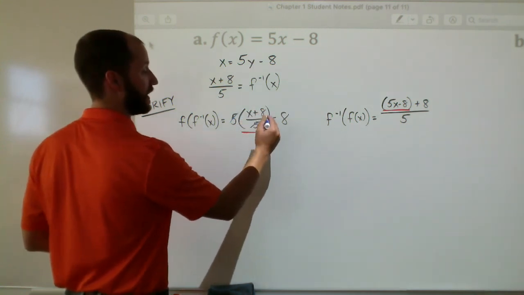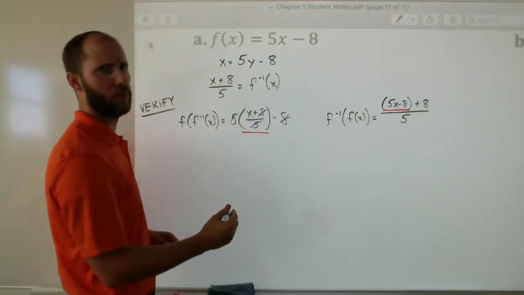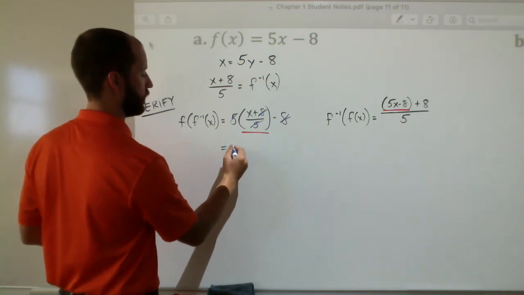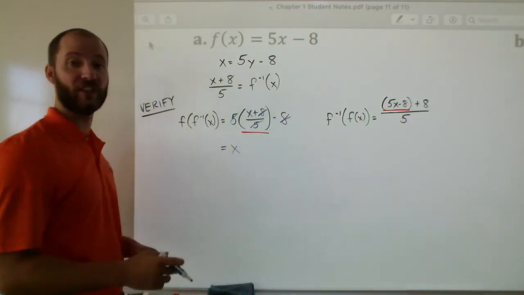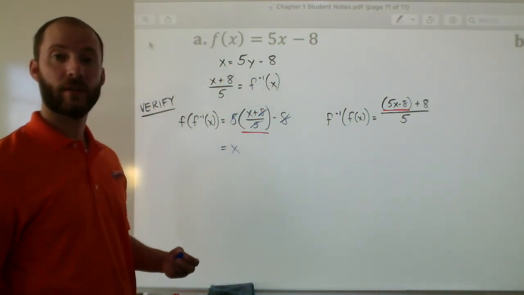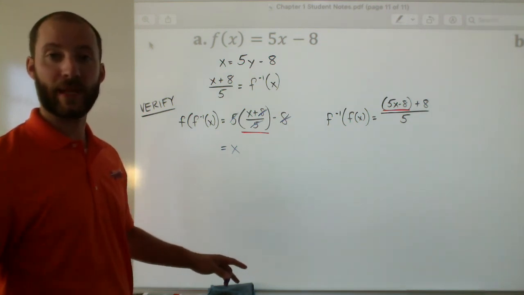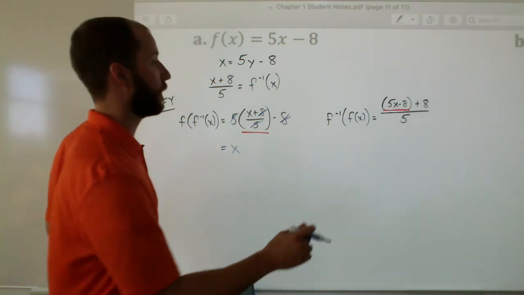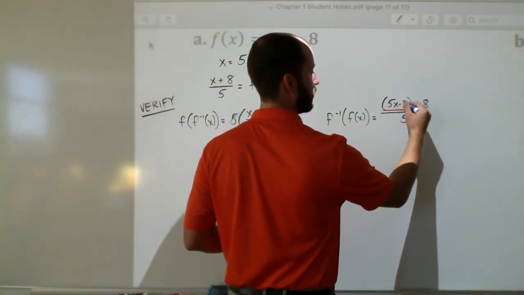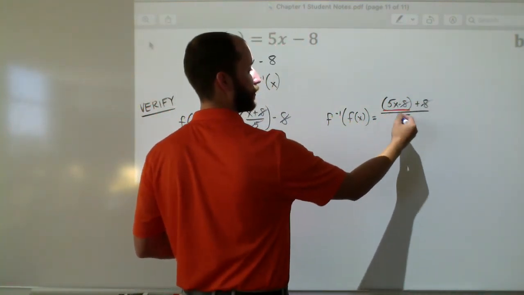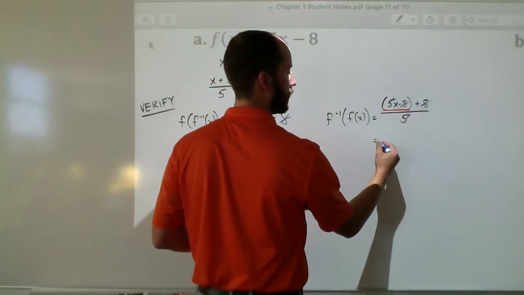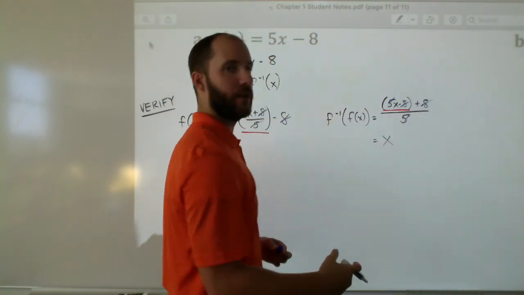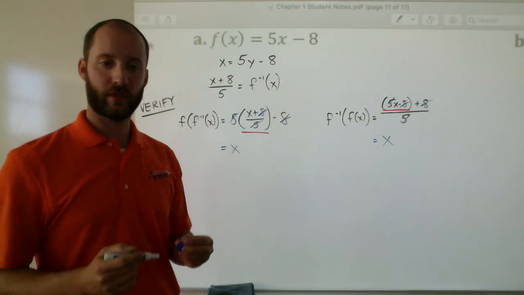You have plus 8 minus 8. Which leaves you with just x. Everything got completely dismantled and undone. We're right back to where we started, x. Over here we have minus 8 and plus 8. We have 5x over 5. And you're left with just x.